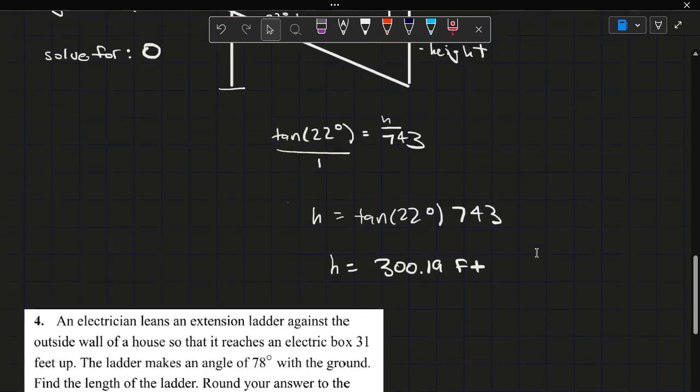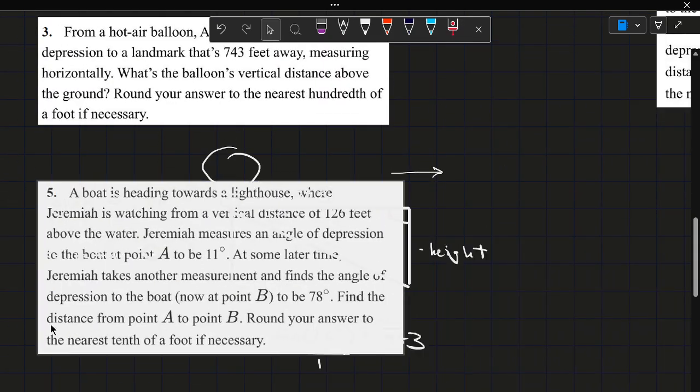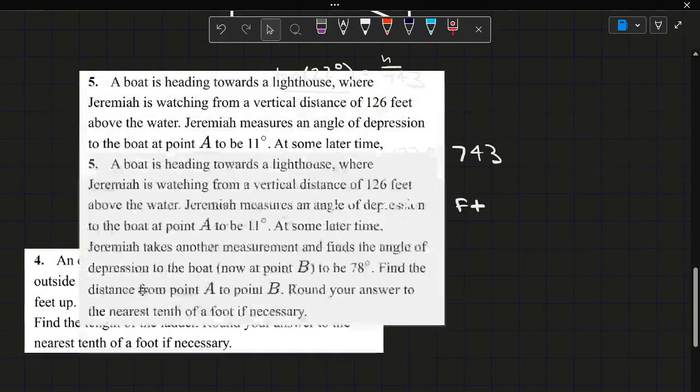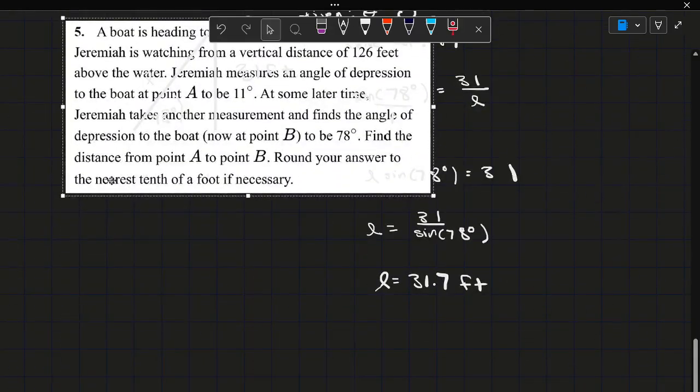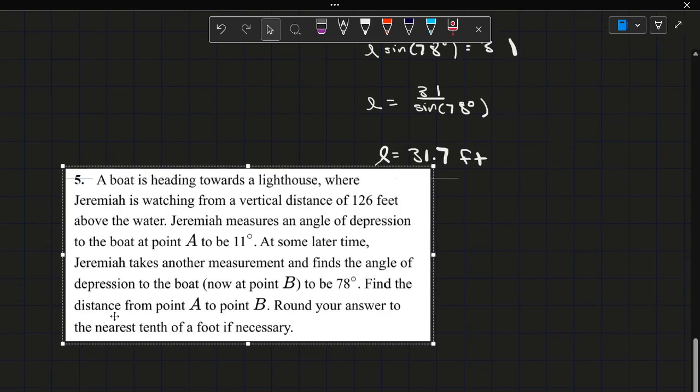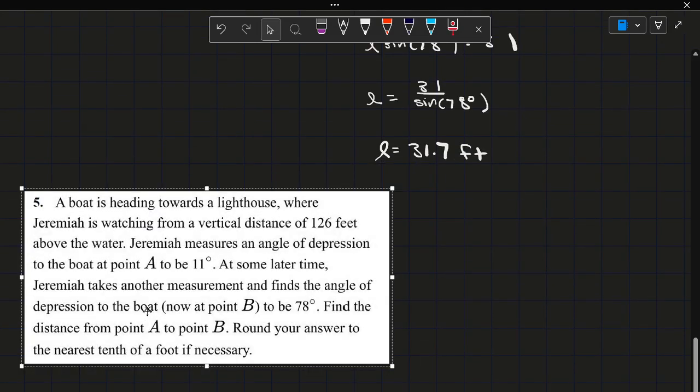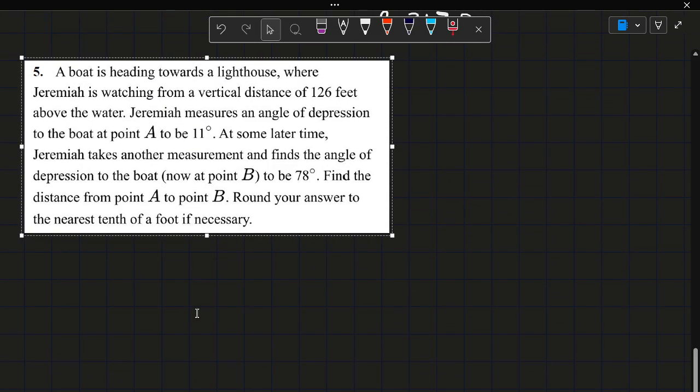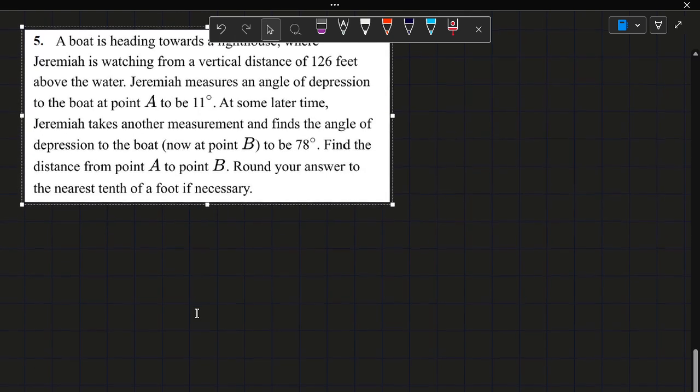Okay. Then I saved a really complicated one for the end. It's a real difficult one. Probably give me some trouble since it's been a while. So it says a boat is heading towards a lighthouse. So let's go ahead and draw that.